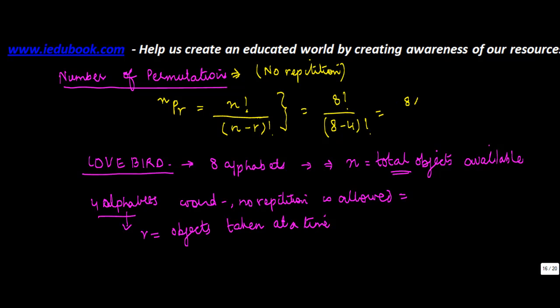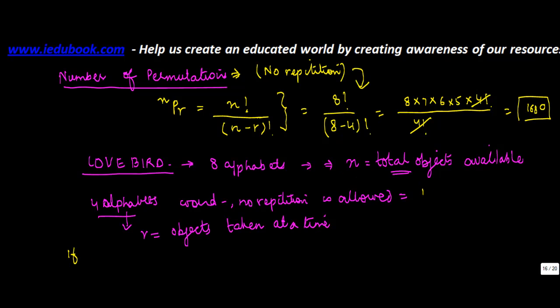If you solve it, you will get 8 into 7 into 6 into 5 into factorial 4. Right? This knocks off with this. When you multiply this, 5 into 6 gives you 30. 30 into 7 gives you 210. Into 8 will give you 1680. Okay? So this was the case when there was no repetition allowed.